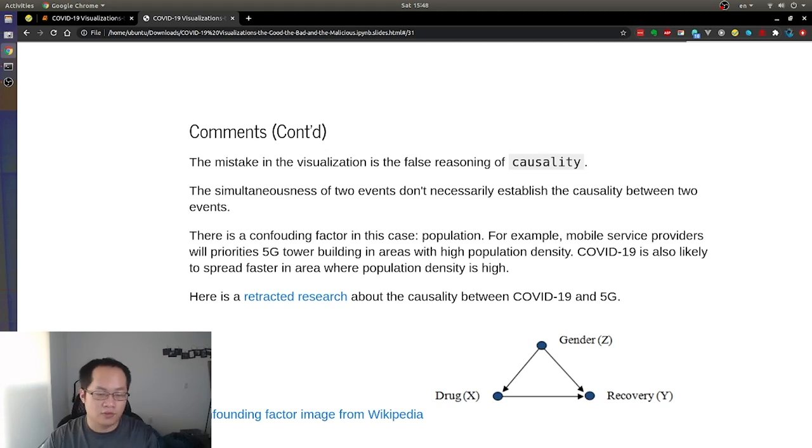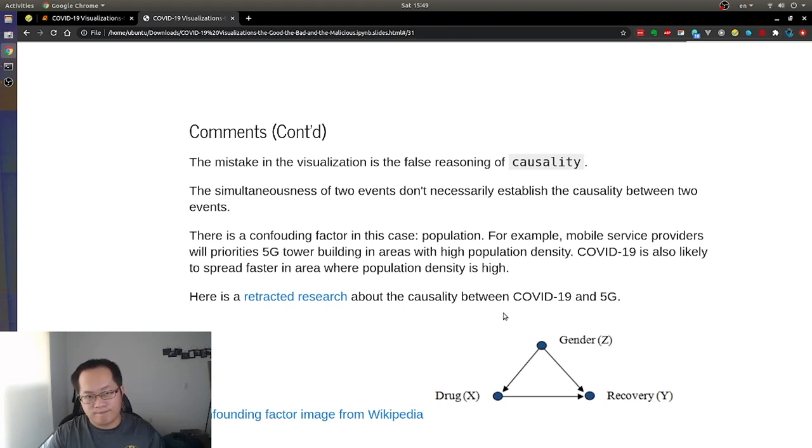You have COVID inside 5G. Sometimes there's even no relationship, no correlation at all, not even causality. So perhaps there's a confounding factor in this case, the population. For example, mobile service providers will prioritize 5G tower building in areas with high population density, and COVID-19 is also likely to spread faster in areas where population density is high.